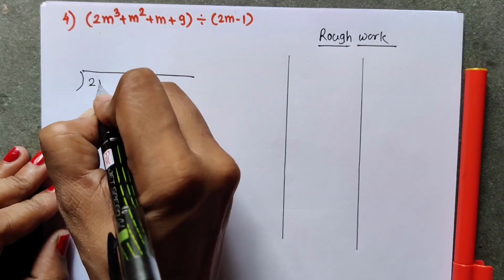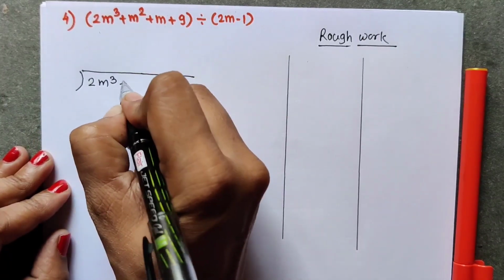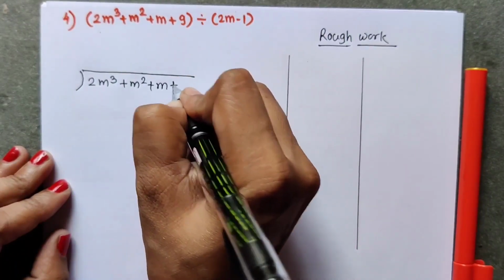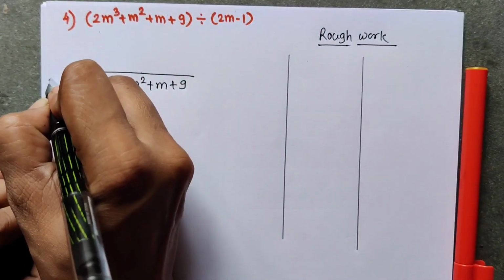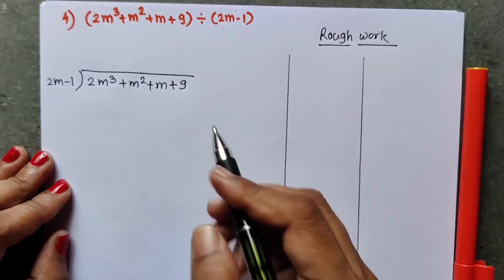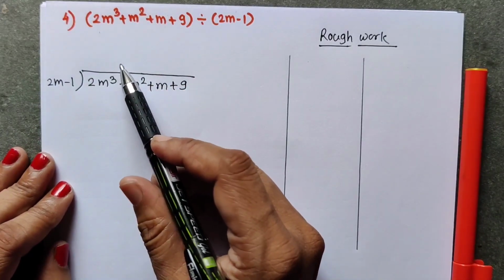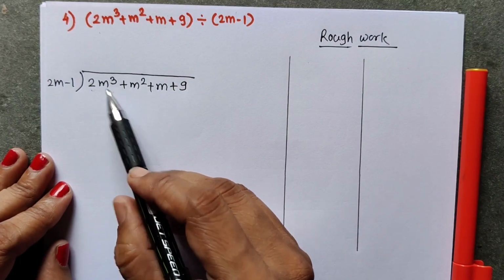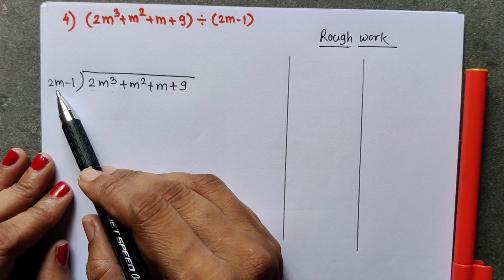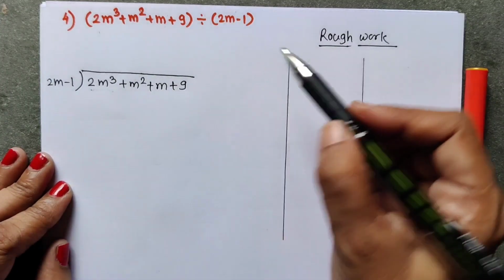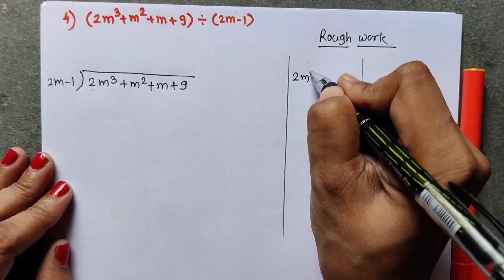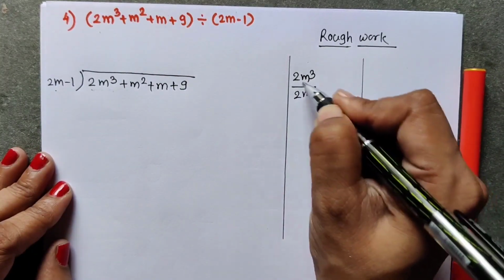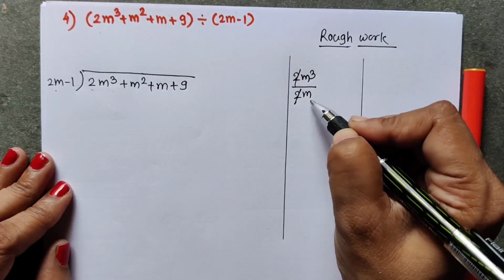Now write the dividend polynomial 2m cube plus m square plus m plus 9. Outside write down the divisor polynomial 2m minus 1. Now first in the quotient what should be written, that we find out by dividing first term of dividend by first term of divisor. First term of dividend is 2m cube, divide by first term of divisor 2m. Now 2 getting cancelled, m cube divide by m.